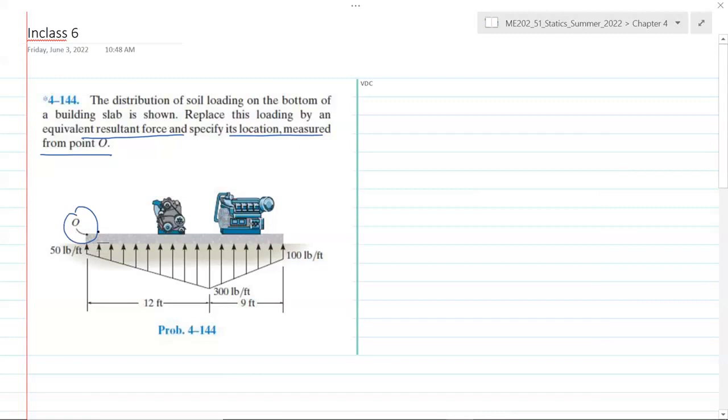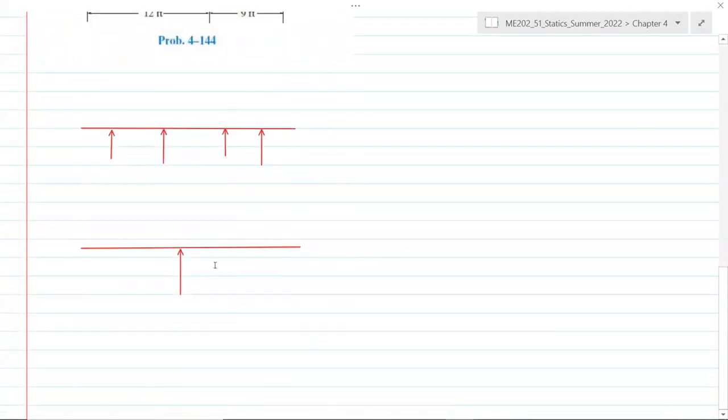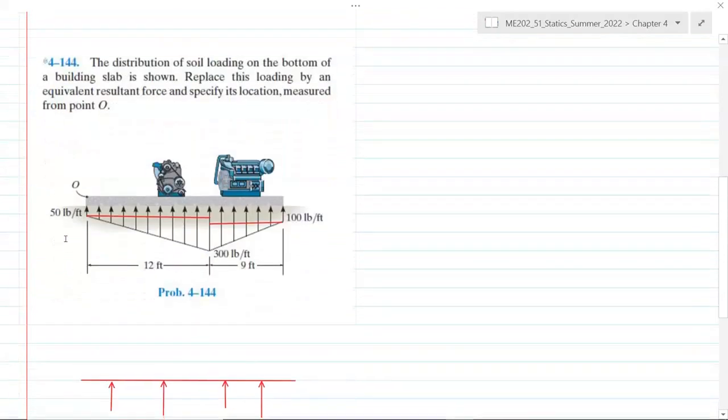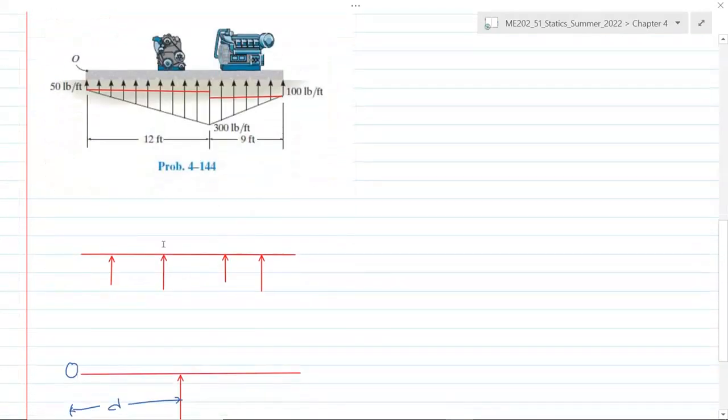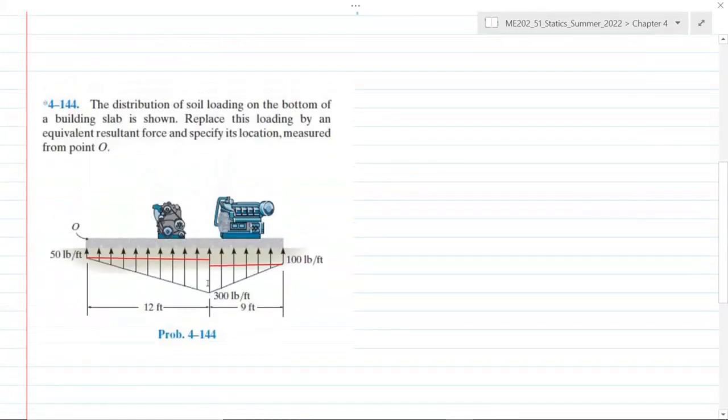So what we need to do is replace all these distributions by a single point load. This is what we are looking for, Fr, and we would like to measure the distance of that force from O. So this is point O. This is what we need to do. So, a two-step approach. First, we reduce the distribution to point loads, and then from point loads to the equivalent resultant load. Our coordinate system assumption is that going up is positive for this problem.